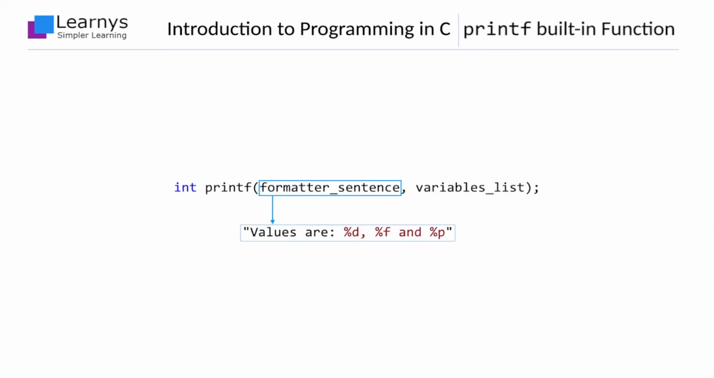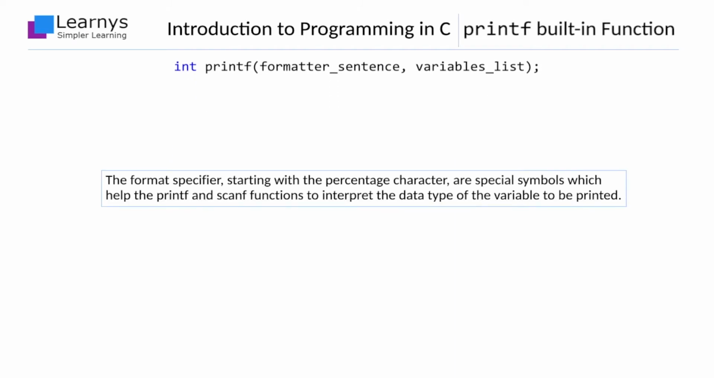The formatter sequence is a sentence consisting of format specifiers and some other regular text enclosed within double quotes. This is one sample where %d, %f and %p are format specifiers and everything else is the other regular text. Before we discuss the mechanism of this function, we need to understand format specifiers. The format specifiers starting with the % character are special symbols which help the printf and scanf functions to interpret the data type of the variable to be printed.